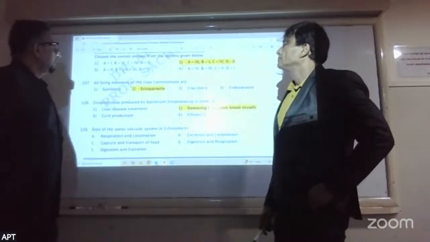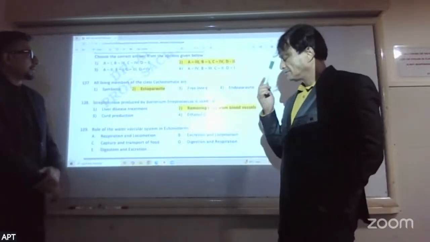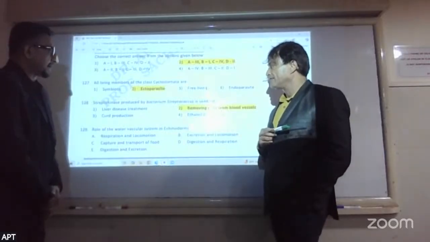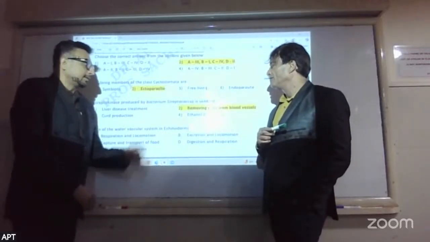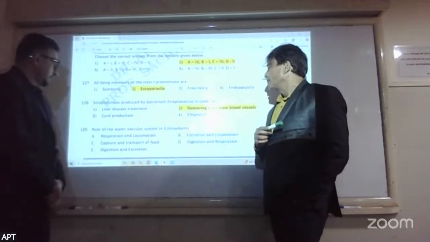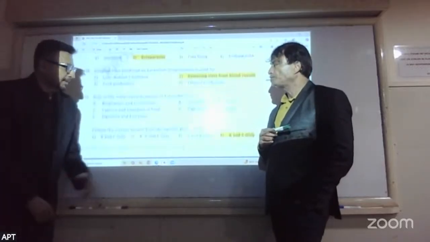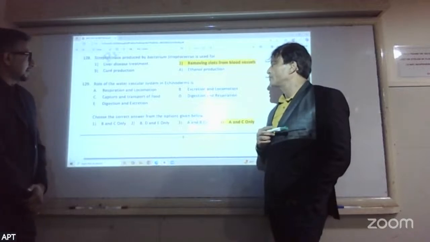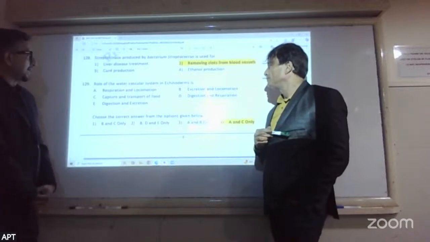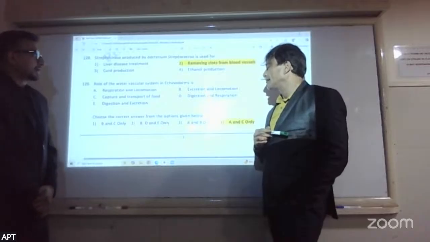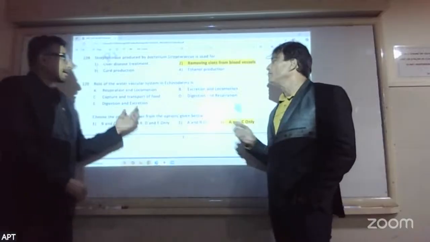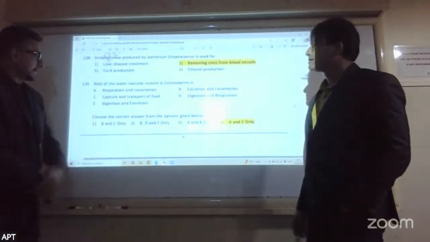All the living members of the class Cyclostomata are ectoparasites, facts. Yes. The tryptophan produced by the bacterium is used for, correct. Second alternative, a fact. Role of the water vascular system, can we go up? Correct. Yes, so it is respiration and locomotion and capture and transport of fluid. Correct. The other things do not exist in Animal kingdom. So straight line, basically. Yes, it's a fact. Can we go ahead?